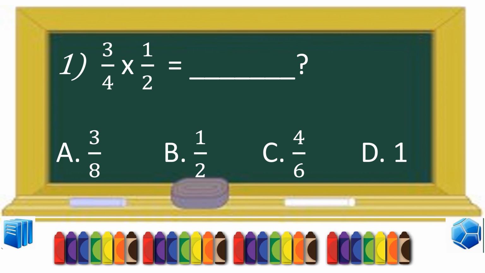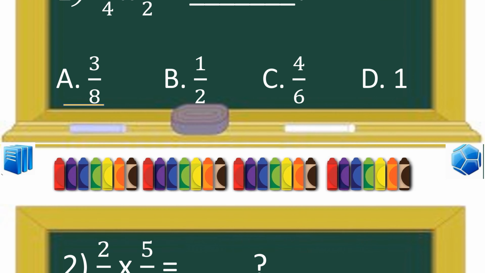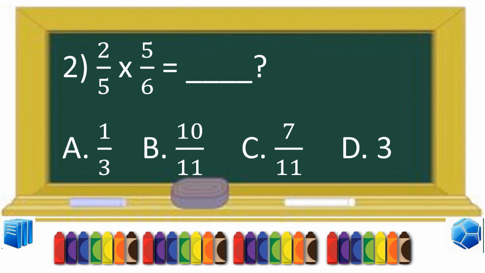Number 1. 3/4 times 1/2 equals blank. 3 times 1 equals 3. 4 times 2 equals 8. So 3/8. Letter A. Number 2. 2/5 times 5/6. 2 times 5 equals 10. 5 times 6 equals 30. Expressed in lowest term, 10 over 30 can be divided by 10, so the lowest term is 1/3.